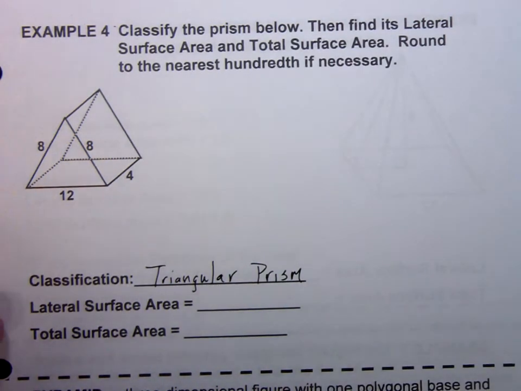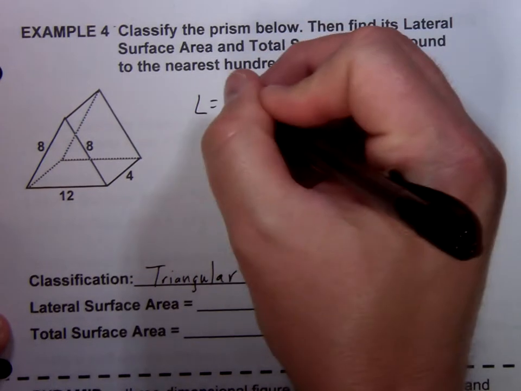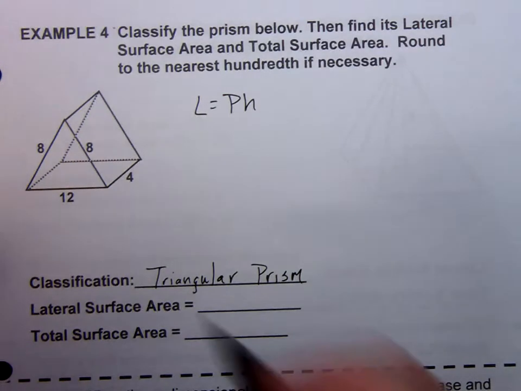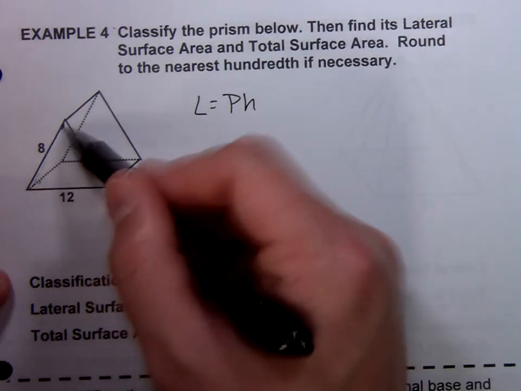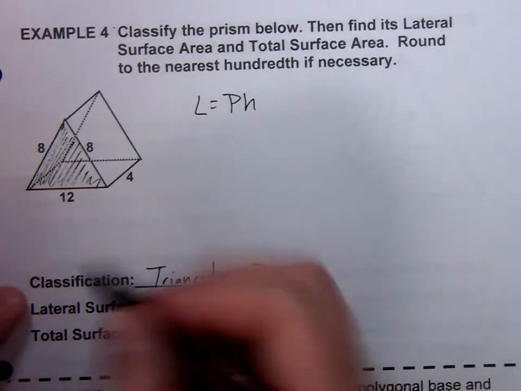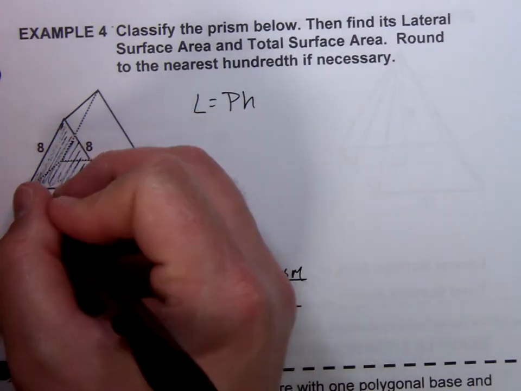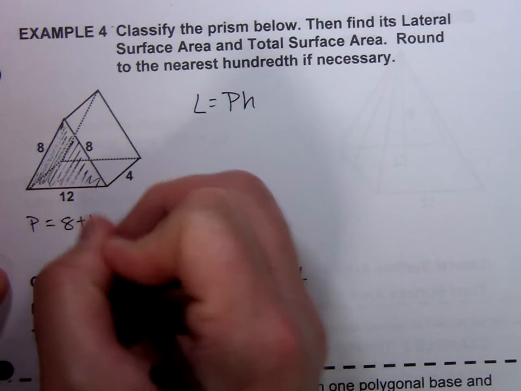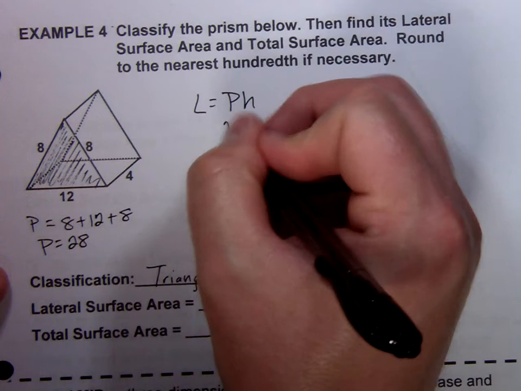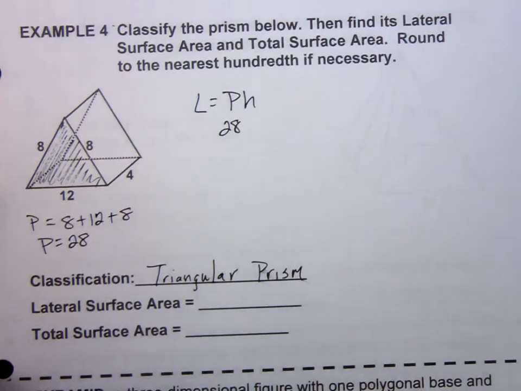All right, lateral surface area of any prism is perimeter of the base times the height. Now don't forget, the base is not the bottom. The bases are these triangles. So when I do the perimeter of the base, 8 plus 12 plus 8, the perimeter comes out to 28. And then the height of the prism is 4.